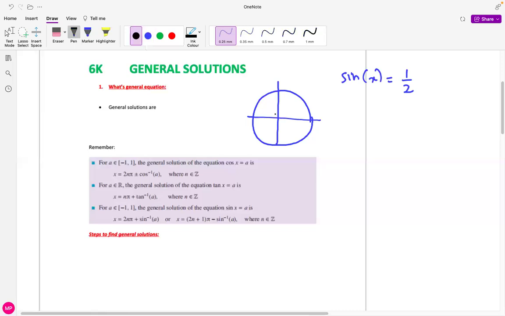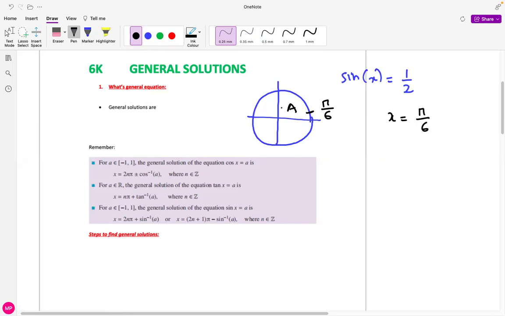So by definition, sine of something equal to half, you know that angle is 30 degrees, which is pi by 6. So you know that one of the angles here does equal pi by 6. So that could be a potential solution, right? However, there could be the other side as well that has sine equal to half.